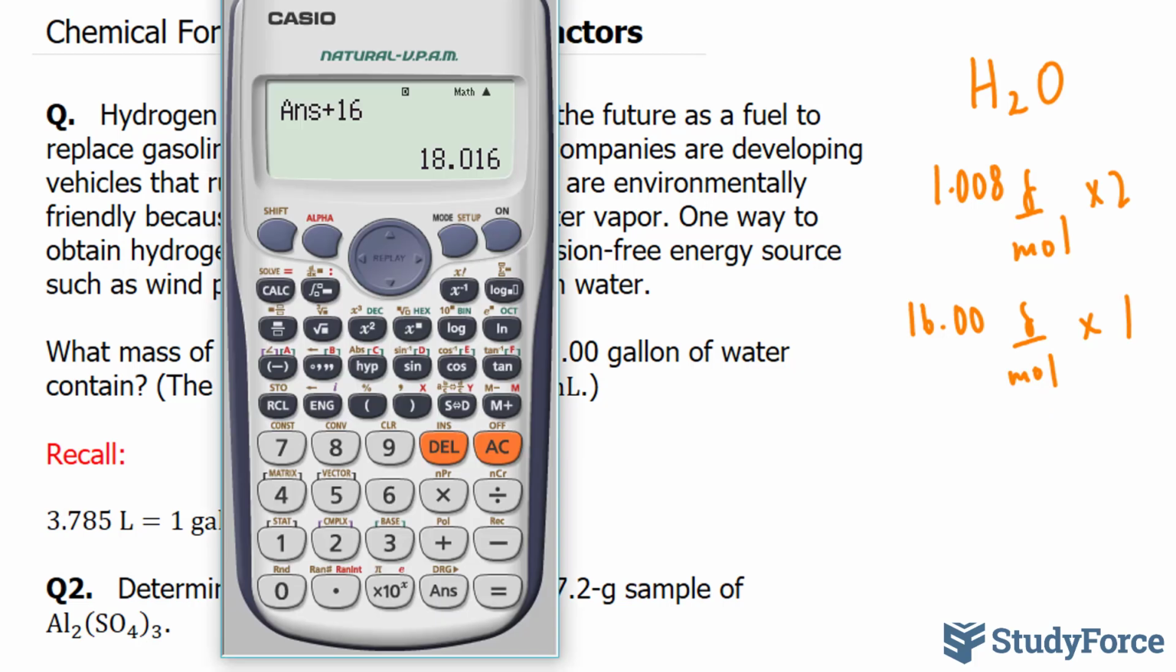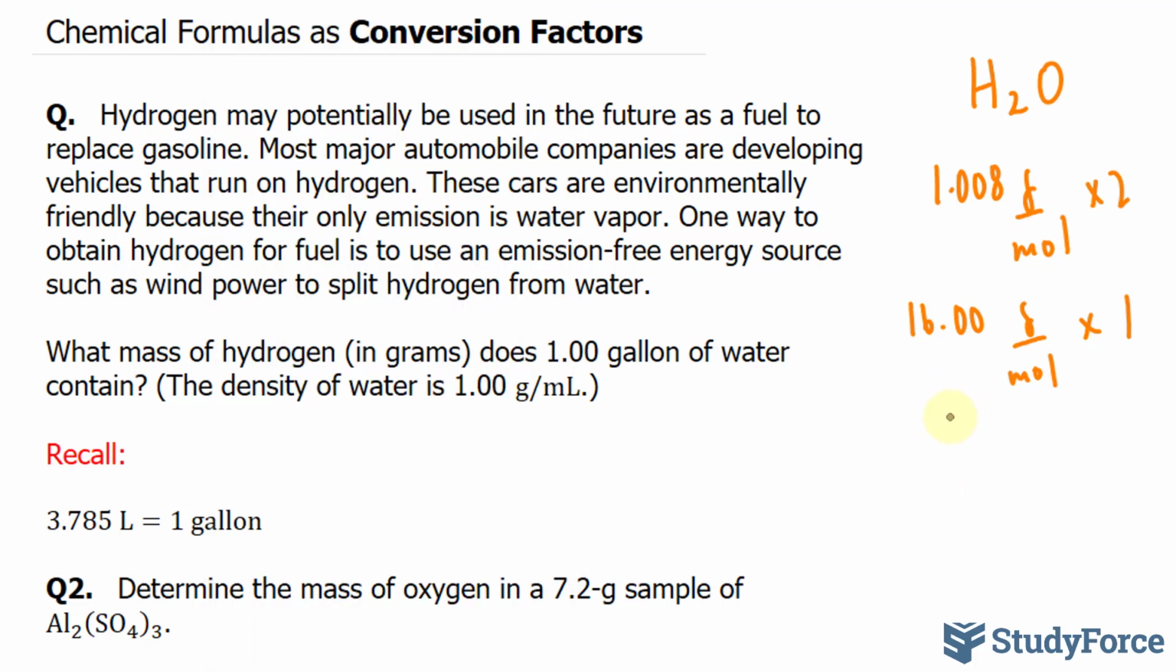Using our calculator, you should end up with 18.016 when adding these two together. So let's write that down. We have 18.016 grams per mole. That is the molar mass of one molecule of water.